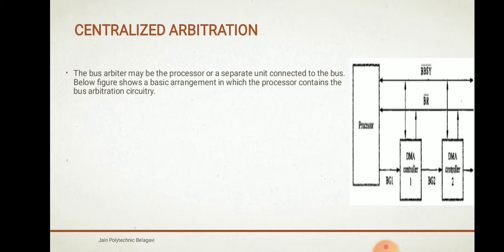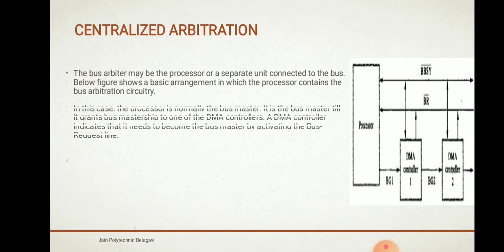The bus arbiter may be a processor or a separate unit connected to the bus. It shows the arrangement in which the processor contains the bus arbitration circuit. Now the processor is normally a bus master always. It is the bus master till it grants bus mastership to one of the DMA controllers. Currently the processor has control over the bus and transfers the data, and it can grant mastership to DMA controllers. A DMA controller indicates that it needs to become the bus master by activating the bus request line.